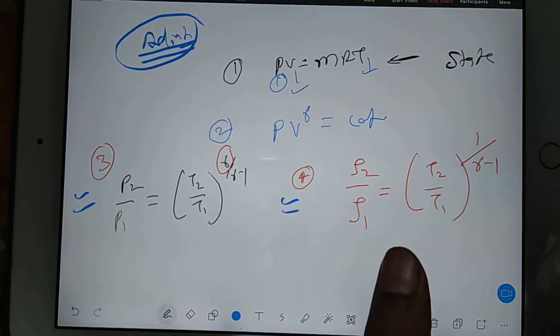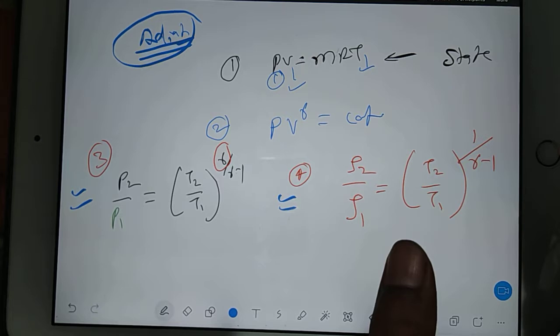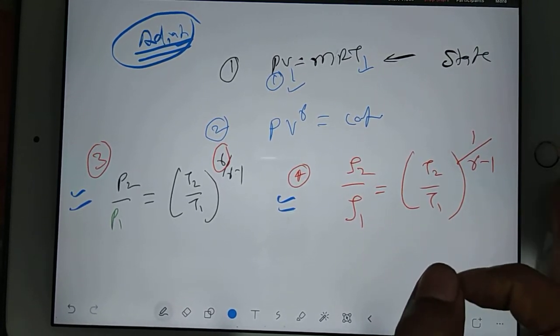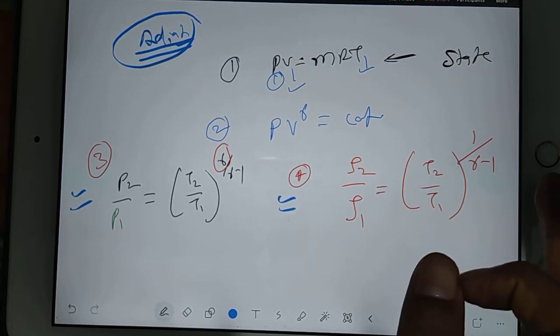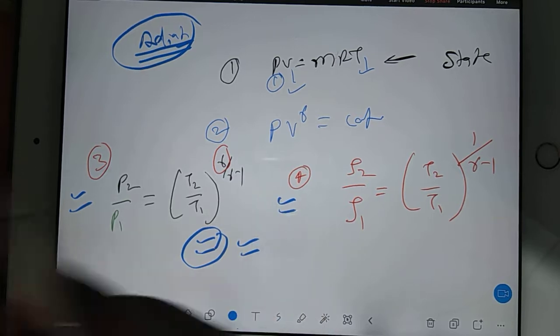Now we are in a condition to solve the numericals. We are remaining with one last question in this adiabatic formula. If I ask how will you find out the change in internal energy in adiabatic, then what will you reply?